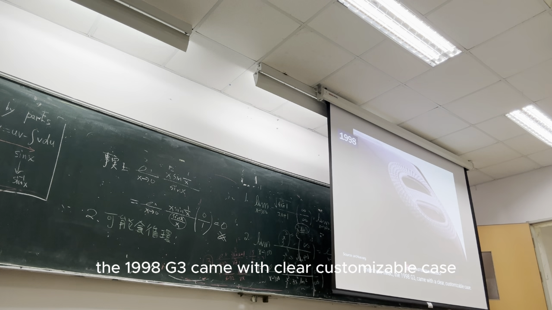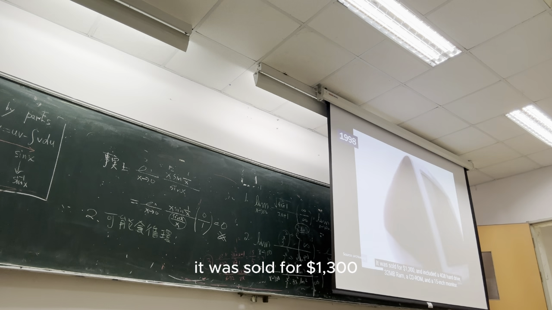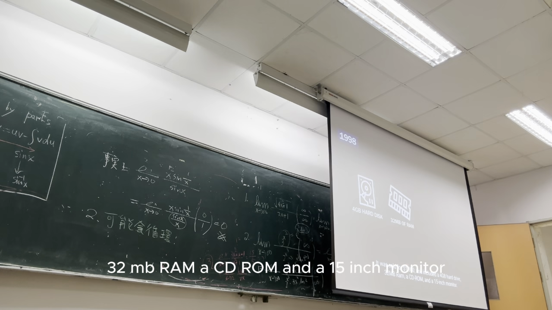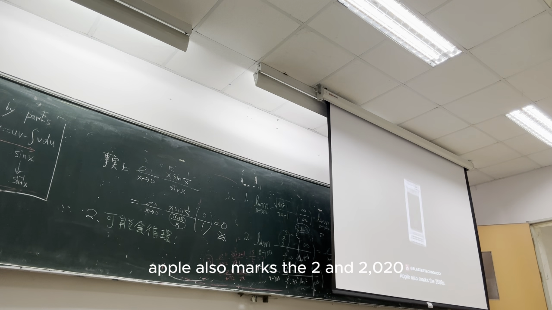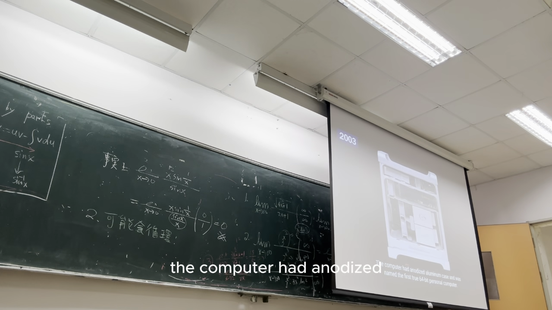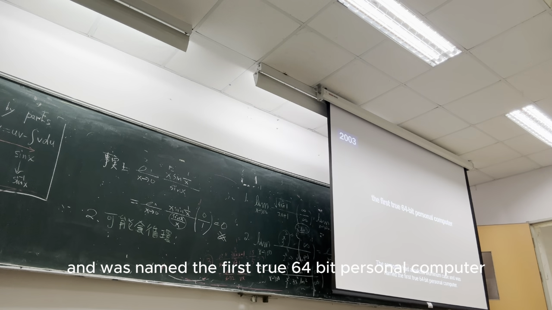The 1990s were marked by an innovation introduced by Apple, their new iMacs. The 1998 G3 came with a clear, customizable case. It was sold for $1,300 and included a 4 GB hard drive, 32 MB RAM, a CD-ROM, and a 15-inch monitor. Apple also marks the 2000s. In 2003, it launched the Apple G5, the most powerful Macintosh to date. The computer had an anodized aluminum case and was named the first true 64-bit personal computer.